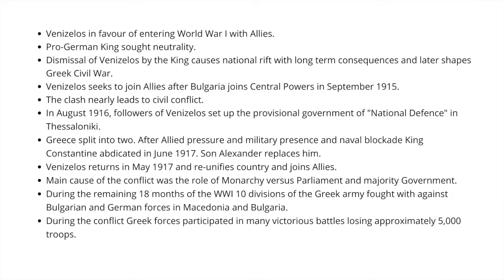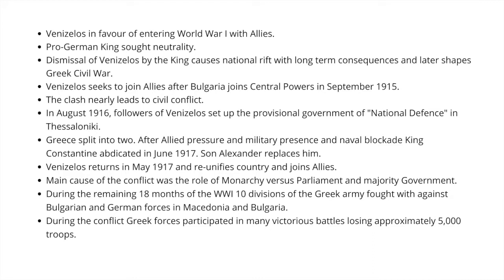So what Venizelos does, he says to the king, we should enter the war with the Allies. By doing that, we'll be able to gain more territory and have an advantage down the track at the negotiating table. The king disagrees, dismisses Venizelos. Now that's very, very significant. He dismisses Venizelos, and that nearly leads to civil conflict.